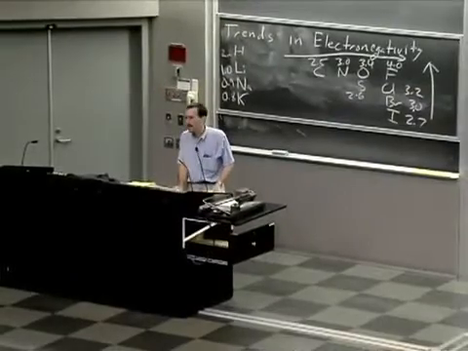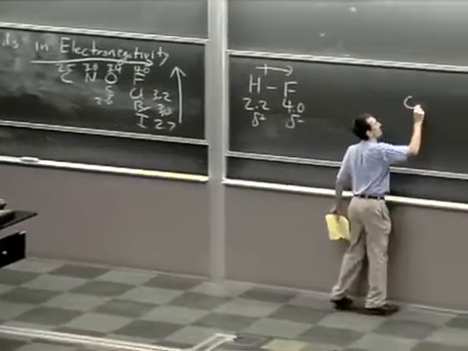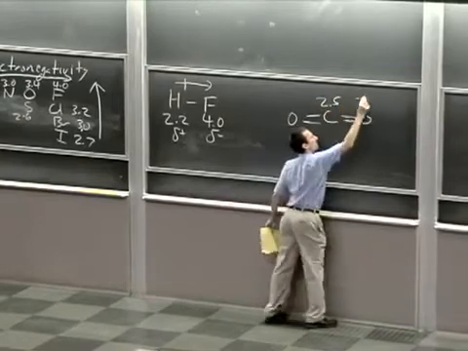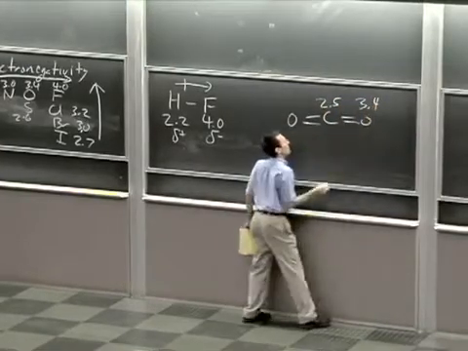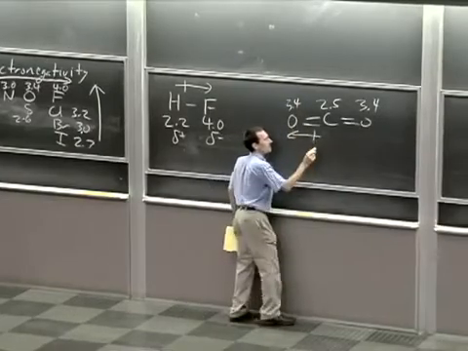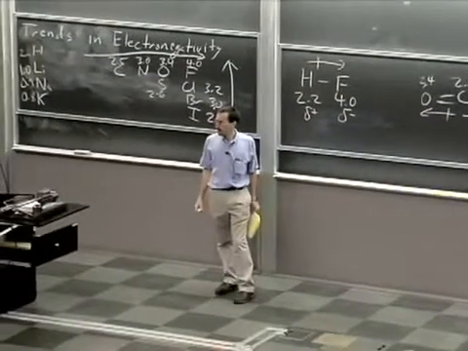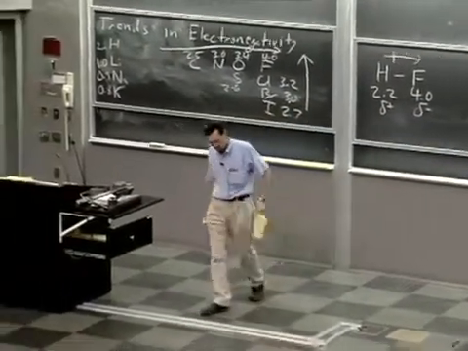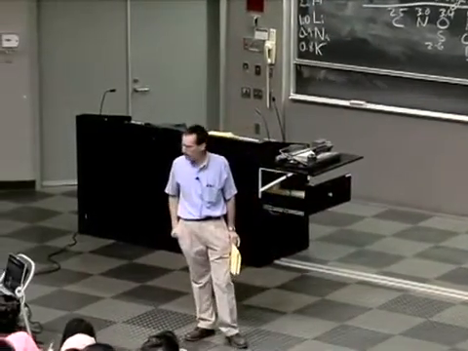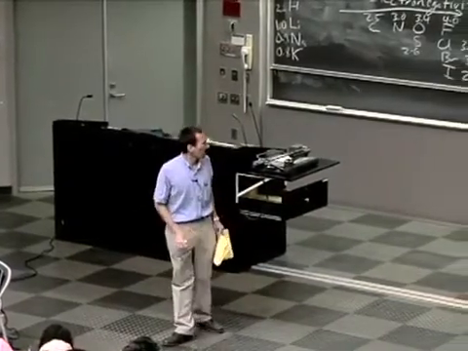We looked at carbon dioxide last time. Let's take a look at it in light of our electronegativity numbers. So we said carbon was 2.5, oxygen was 3.4. And so you have bond dipoles pointing from carbon to oxygen. What about the molecule itself? Is there any net molecular dipole? No. Why not?